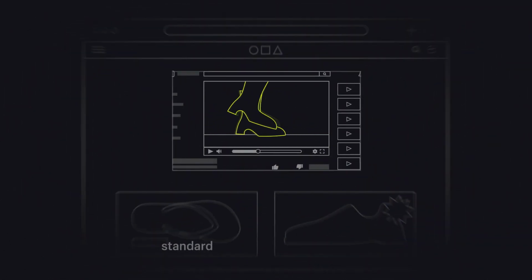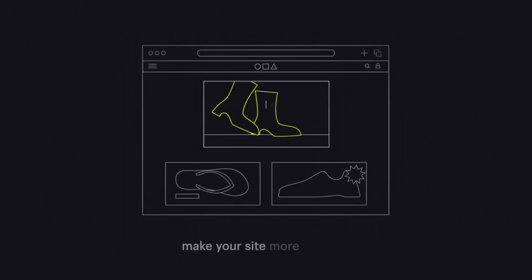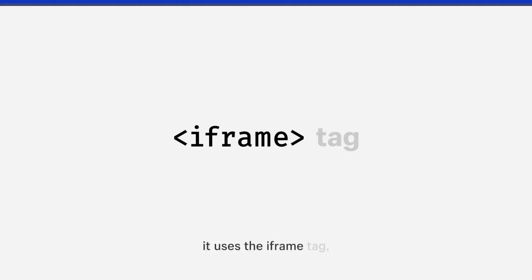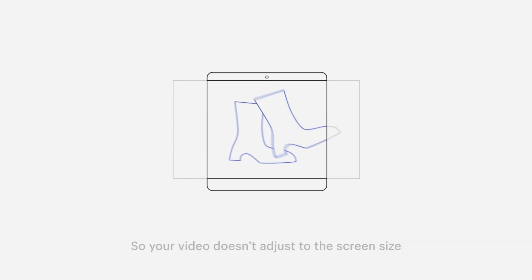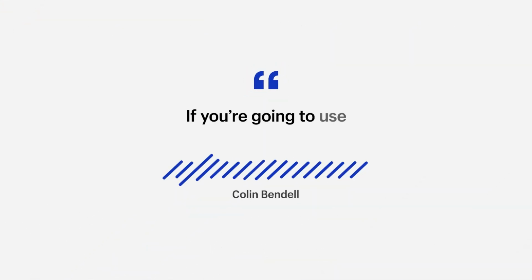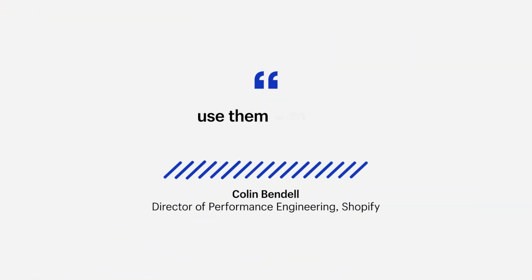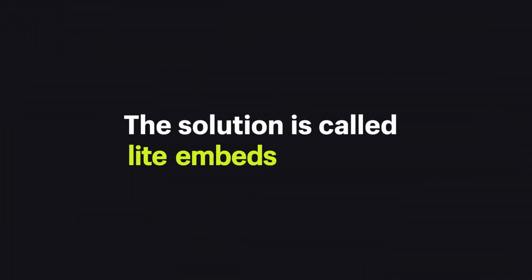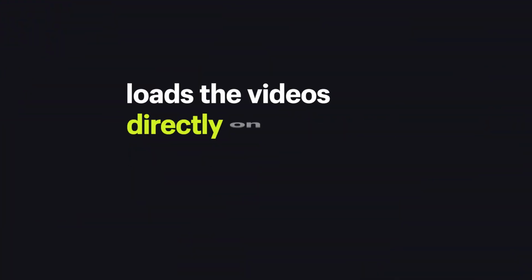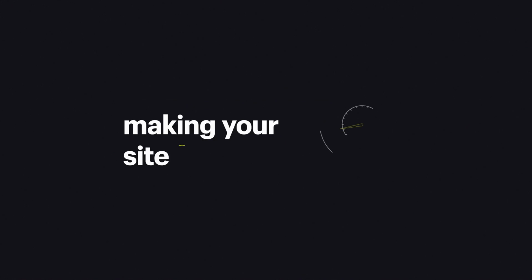Not only does the standard embed code from YouTube make your site more bloated, it uses the iframe tag, where the width and height of the video player are fixed. So your video doesn't adjust to the screen size of different devices. If you're going to use these third-party services, use them with the latest code snippets. The solution is called Lite embeds, which loads the videos directly on your web page, making your site faster.